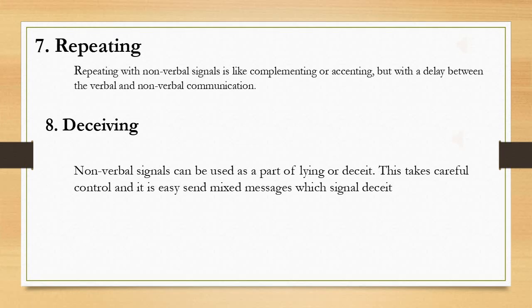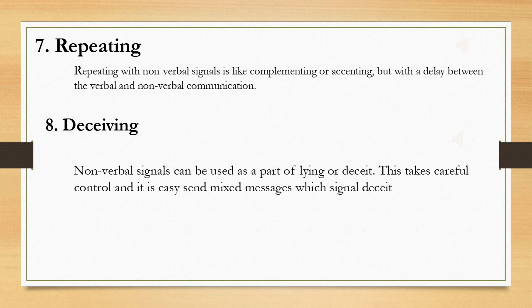Repeating. Repeating with nonverbal signals is like complementing or accenting, but with a delay between the verbal and nonverbal communication. This acts as a form of emphasis, as in other forms of repetition. Examples: saying no, then shaking head afterwards; asking for help and then, after a short delay during which they do not respond, raising eyebrows.